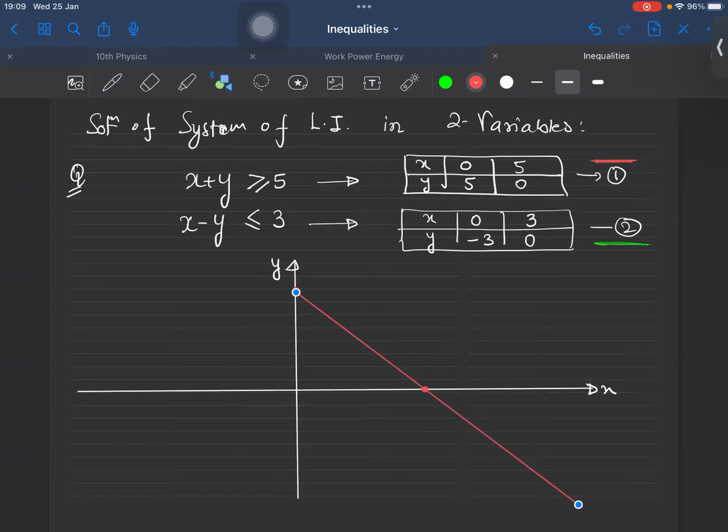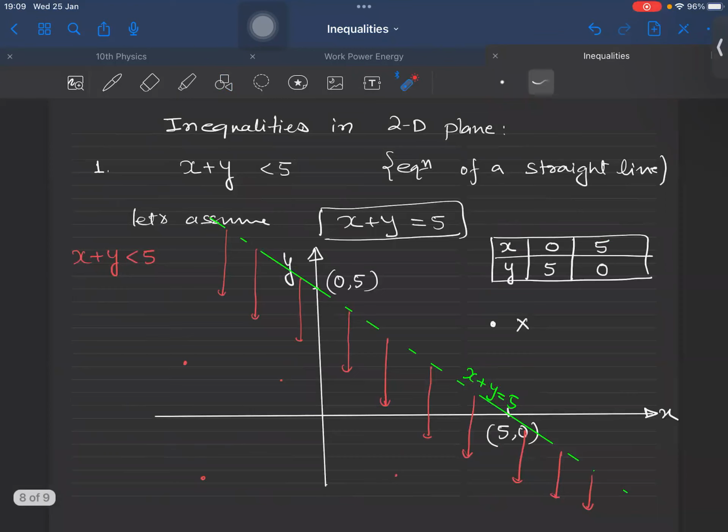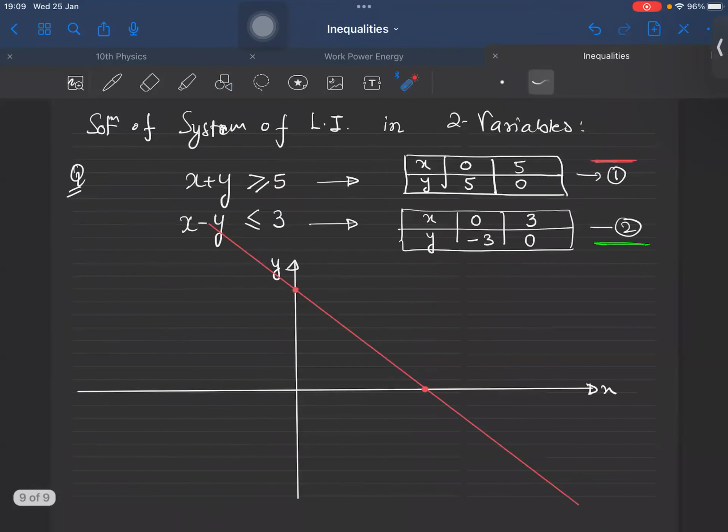So let's extend it. Now see, we will draw a solid line. Why? Because there is an equality sign. If you see, we have an equality sign. In the previous case, there was no equality sign, so we drew a dotted line to represent it. Now let's say the second one is the not-equal case. Let's draw it with a green line.